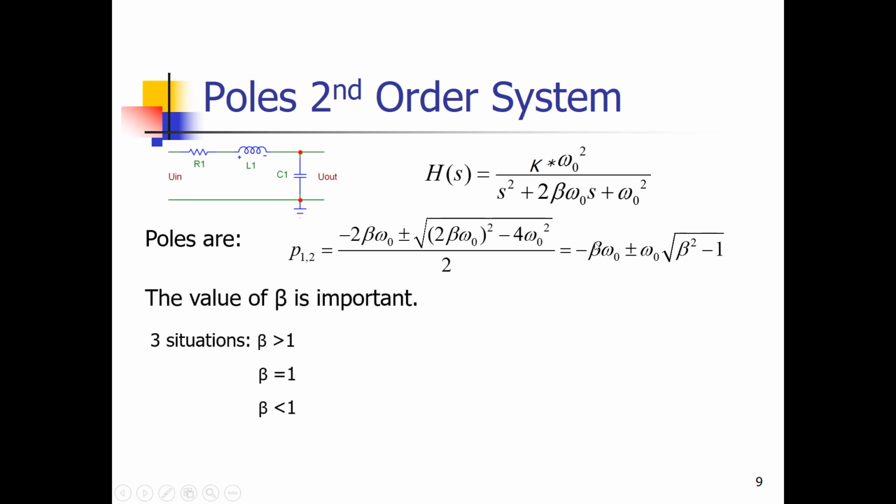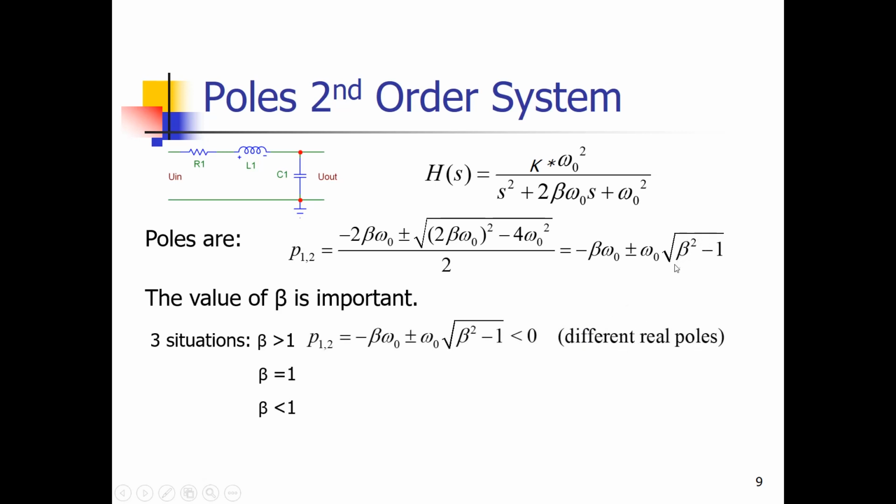Okay, so now we see that the position of the poles depends on the value of beta. And why is that? Well, look at this expression. Look what happens over here. When beta is greater than 1, so it's a positive value but higher than 1, then this value is positive. So this square root is a positive value. So then I have here a real value and here a real value, which yields two real values. So I have two poles on the real axis of my system. So two different real poles.